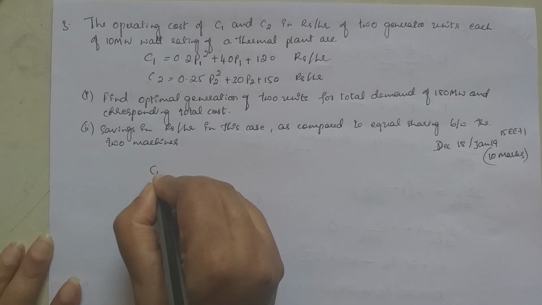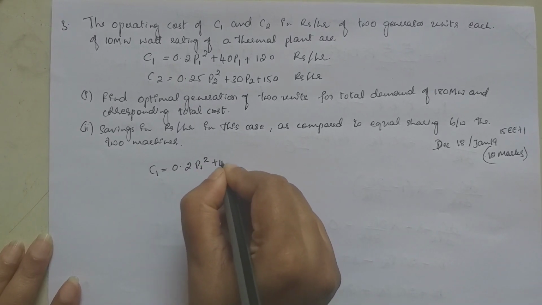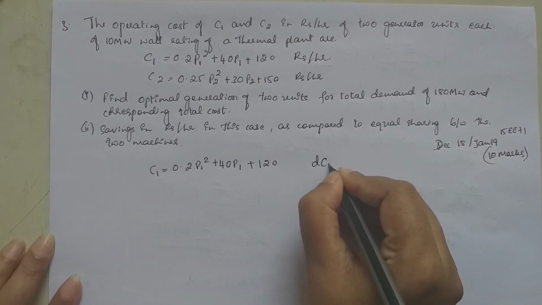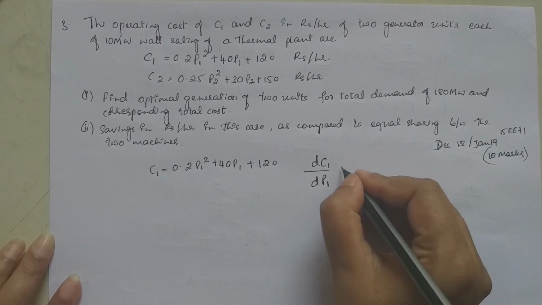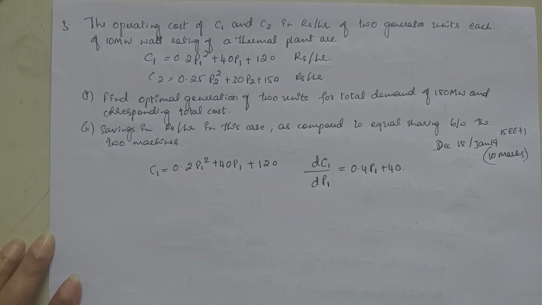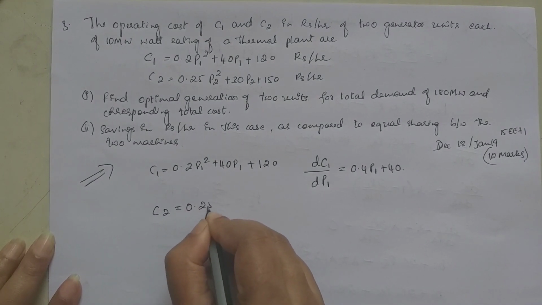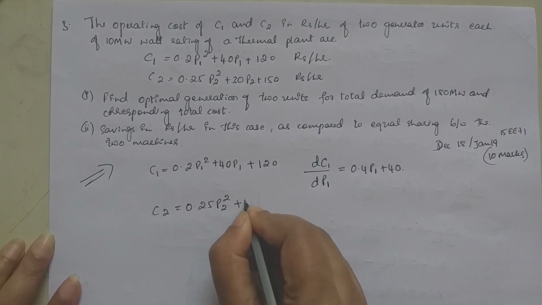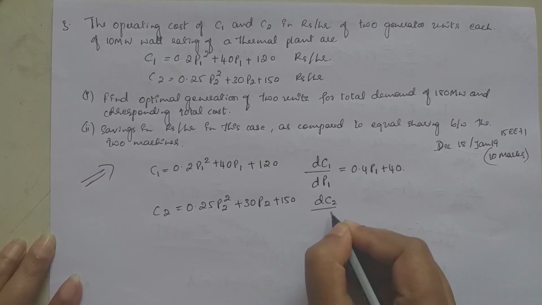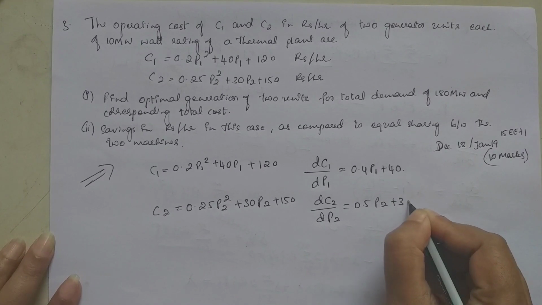So it is given C1 is equal to 0.2 P1 square plus 40 P1 plus 120. So incremental cost dC1 divided by dP1 is equal to 0.4 P1 plus 40. C2 is given as 0.25 P2 square plus 30 P2 plus 150. So incremental cost dC2 divided by dP2 is equal to 0.5 P2 plus 30, right.